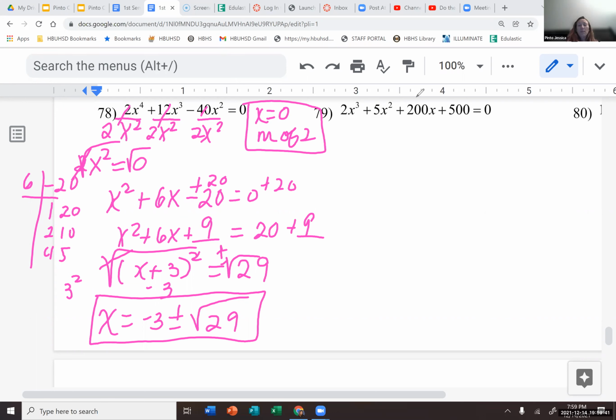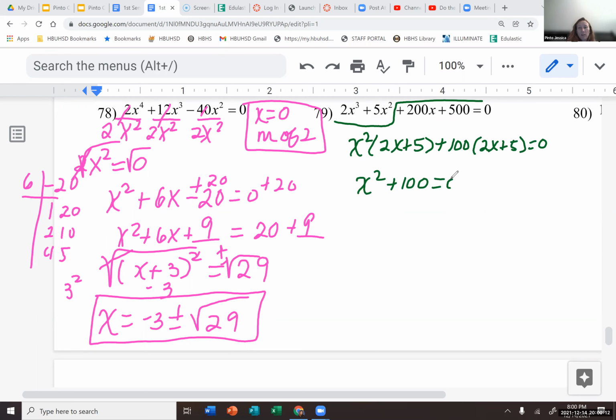We want 3 answers, but it's a polynomial with 4 terms, not a trinomial. So I just start out by drawing the fence. There's no GCF, so I don't take out a GCF. I get x squared and then 2x plus 5. And then I take out 100. And again, I get 2x plus 5 is equal to 0. So now I'm just going to set each factor equal to 0. X squared plus 100 is equal to 0. And 2x plus 5 is equal to 0.